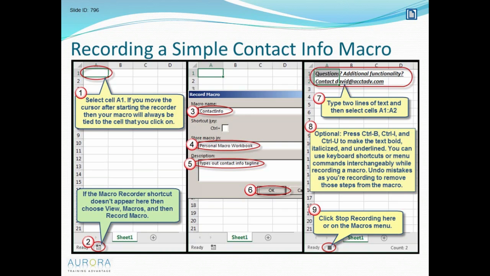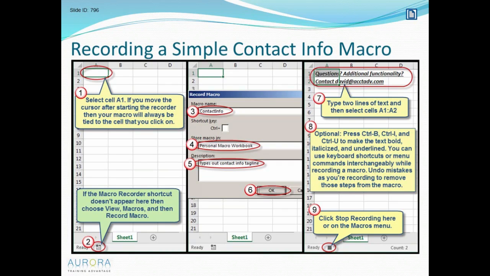So this particular macro, I do a lot of consulting projects, and so I always try to include my contact information in those projects. And so a macro that I might create from time to time would be one to just simply drop in that tagline on those spreadsheets. So to begin our macro, we're going to click on cell A1.